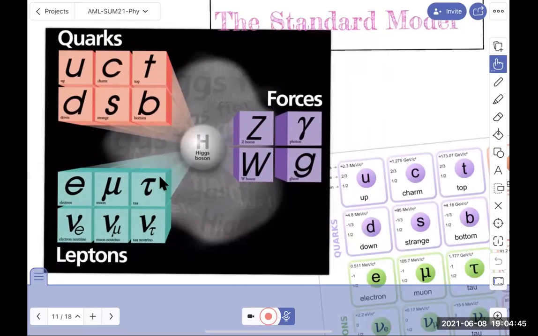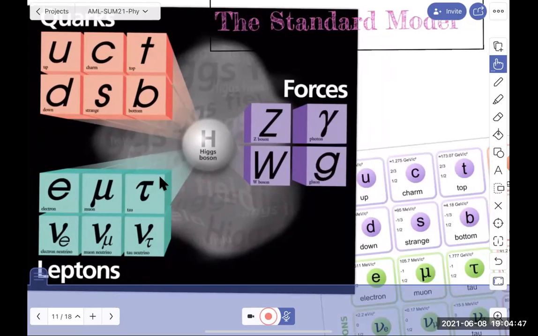And then there are the forces. There are the four fundamental forces and the four fundamental force carriers. Photons, of course, we all know about. Bosons, there are Z bosons and then W bosons. And then there are gluons, which is what holds a nucleus together.